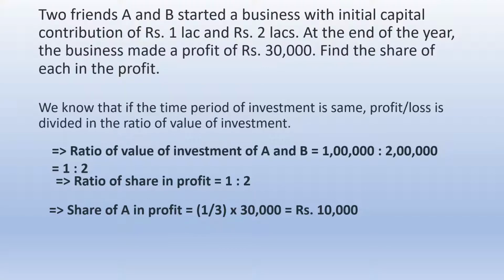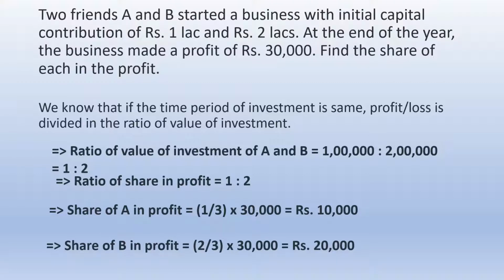So now we calculate the share of B. So share of B is 2 by 3 into 30,000, that is equal to 20,000.